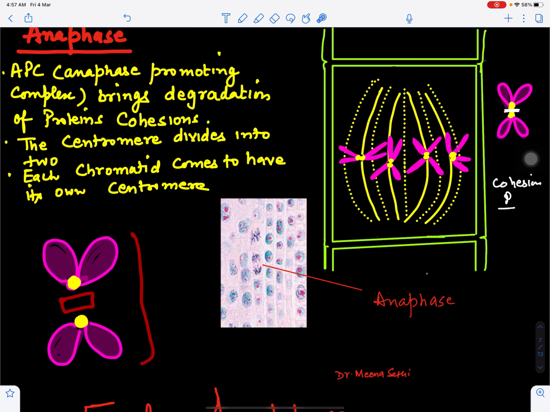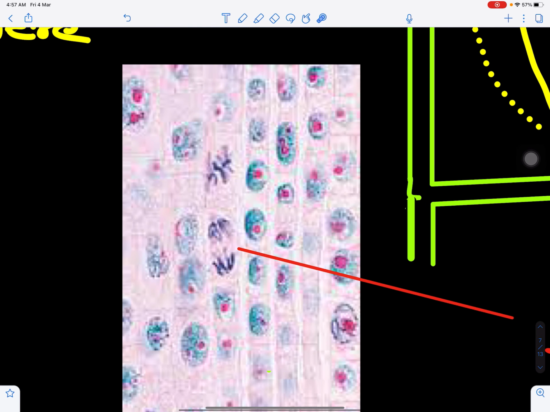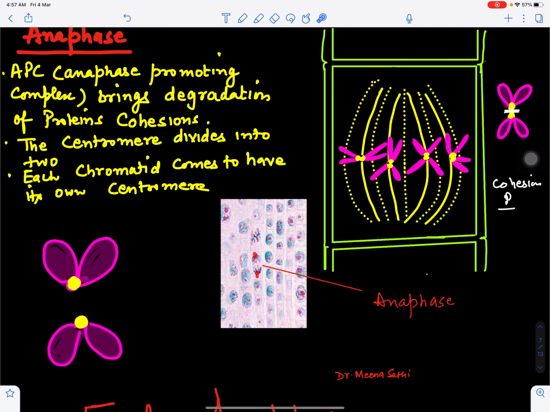The cohesive protein is degraded with the help of the anaphase promoting complex, and the chromatids get separated. So they will start moving along the chromosomal fibers toward the poles, because these are also made up of tubulin and actin, which help in contraction of the chromosomal fibers. So we can see here in this figure, two groups of chromosomes are present at two poles. So this is called the anaphase phase.